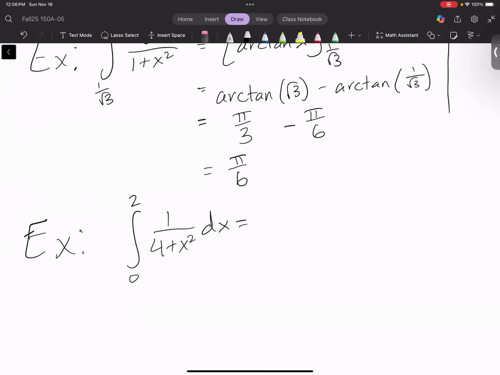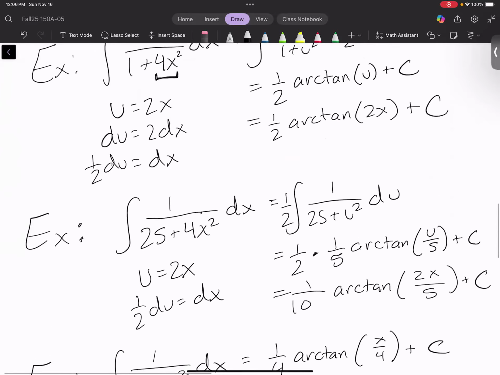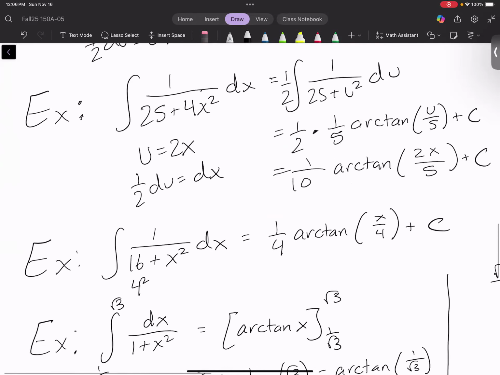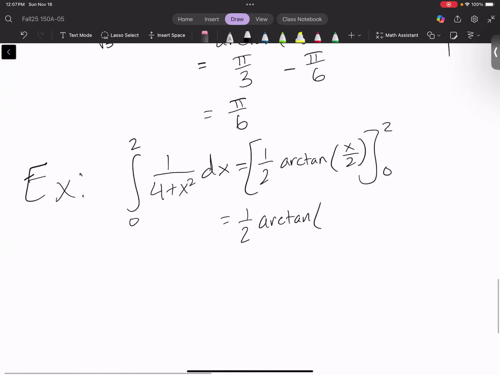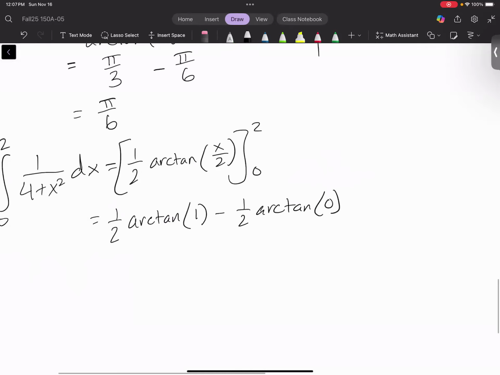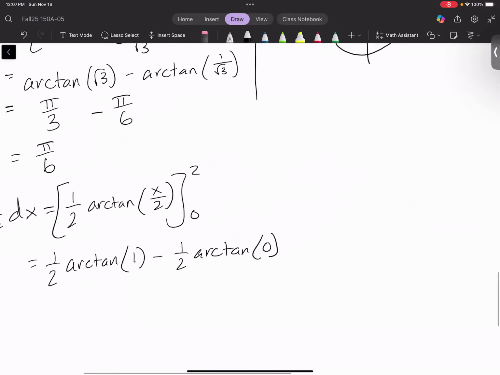Okay. So right off the bat, this is an integral of the form in the red, right? A squared plus x squared. So this is automatically going to be a half arctan x over 2. But then we got to plug our bounds in as well. Okay. So this would be a half arctan 2 over 2 is 1 minus a half arctan 0 over 2, which is 0. Okay. So 0 is easy.